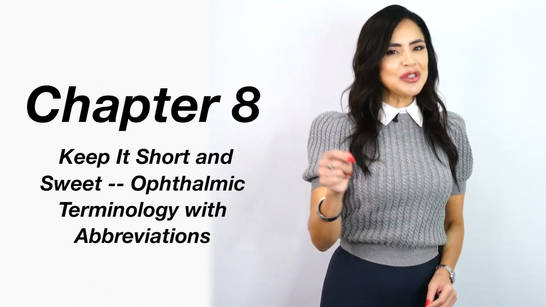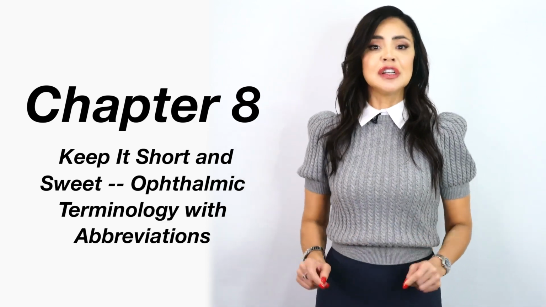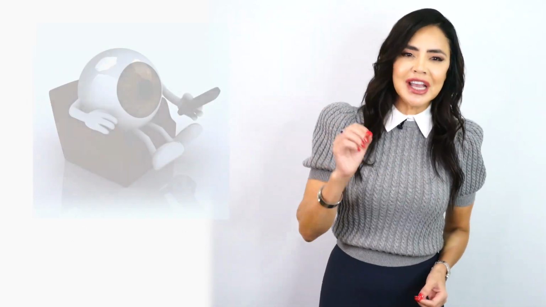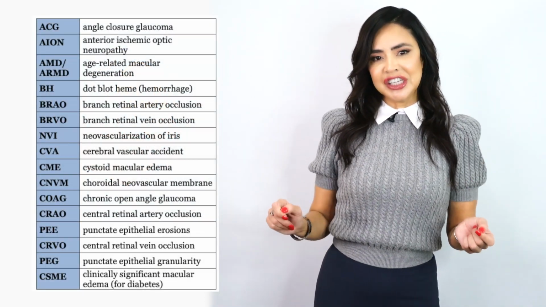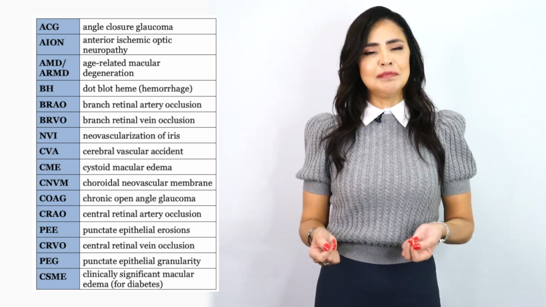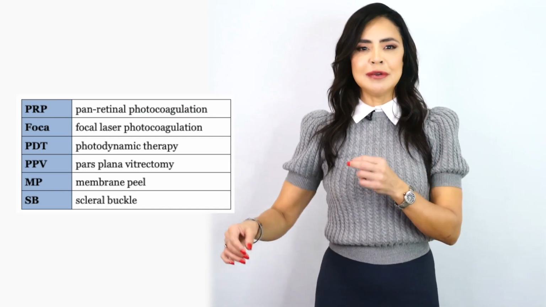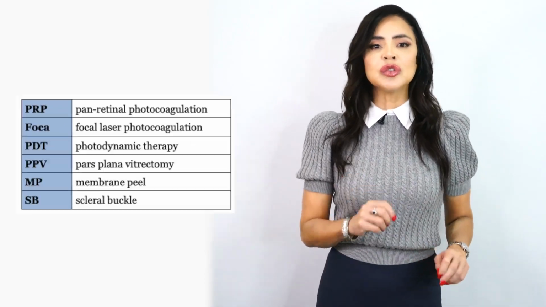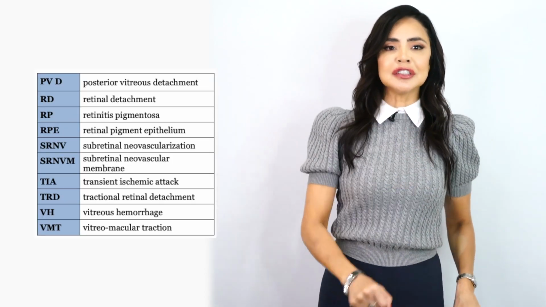Chapter 8, keep it short and sweet. Ophthalmic terminology with abbreviations. Do you speak retina? Chapter 8 goes over the ABCs. Get ready for another list. Here are some examples. ACG, AION, AMD, BH, BRAO, BRVO, and there are so many more. These abbreviations are crucial for you to know to make your day easier for yourself, your doctor, and all the staff.